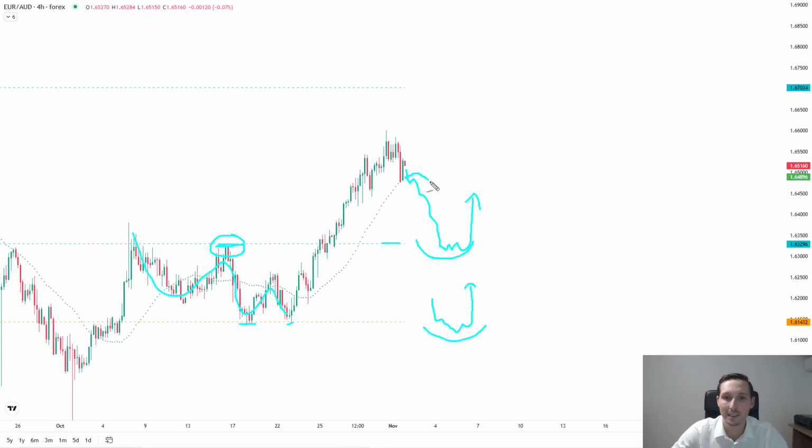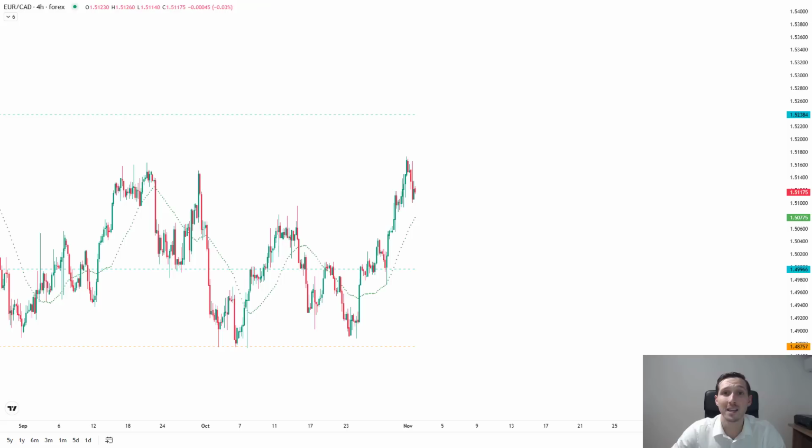And the third thing, as always, if we start to track back and then we break back above the moving average, you can look for the bull flag setup and you can look for a rally into next week, the 1.6702. Next euro pair is EurCad.